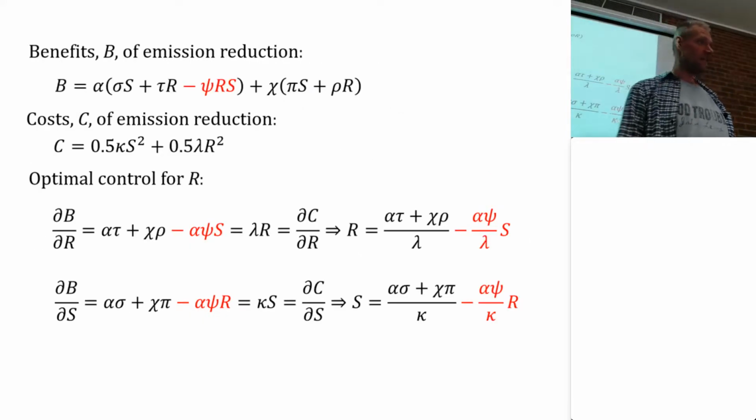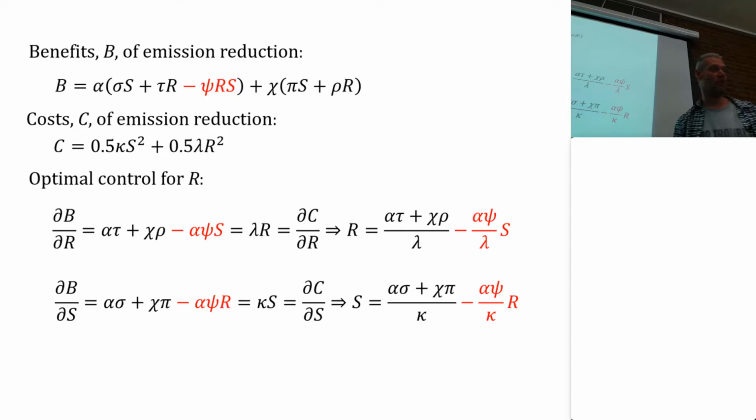Copy that to the next slide. Optimal control for R is still marginal costs equal marginal benefits. Marginal costs are as they were, lambda R. Marginal benefits are as they were, alpha tau plus chi rho.